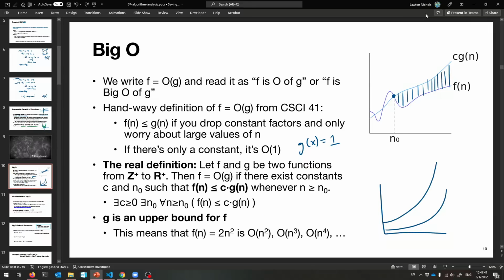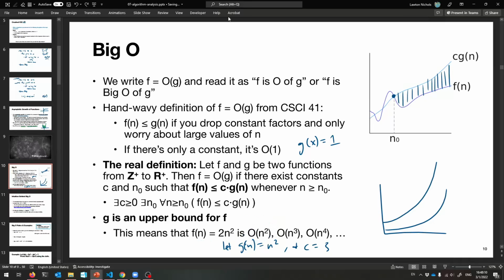For example, and this is how you'd prove it. You'd be like, let g of n equal n squared, and then let C be 3, and n naught can be 0 for all we care. It's always going to be bigger. Okay, so that is how you formally prove that f is O of some other function.